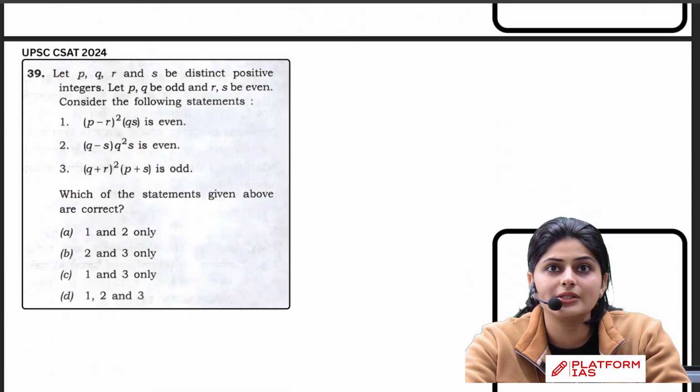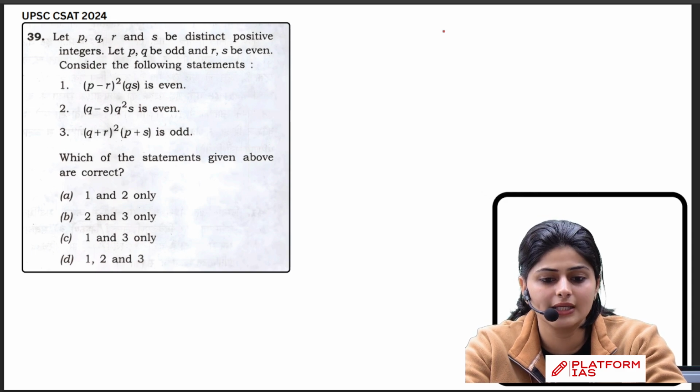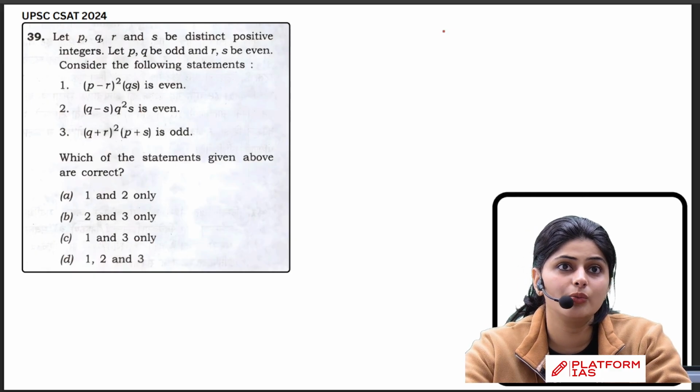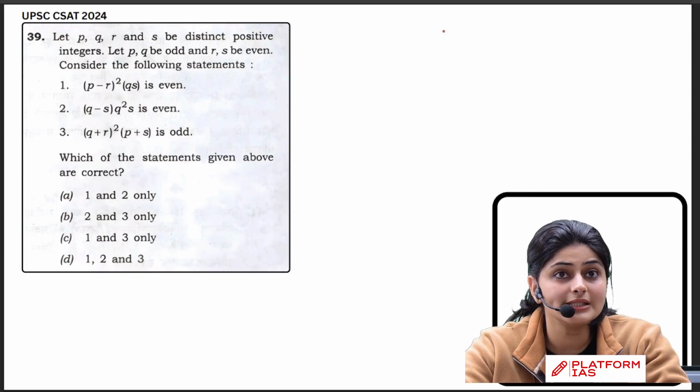Okay, now moving to the next question. Let's read the question first. Let P, Q, R, S be distinct positive integers, let P, Q be odd and R, S be even. And the following statements are given, we need to find out which is correct.